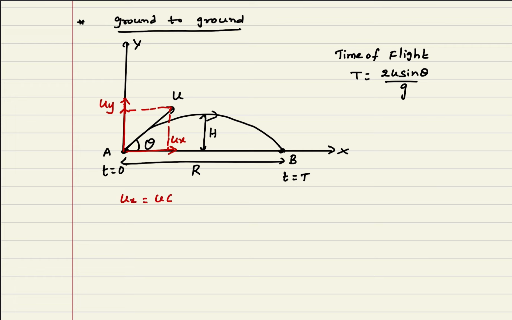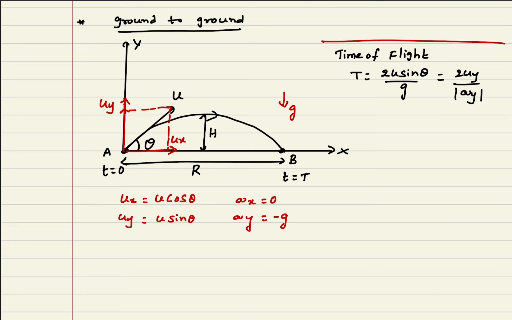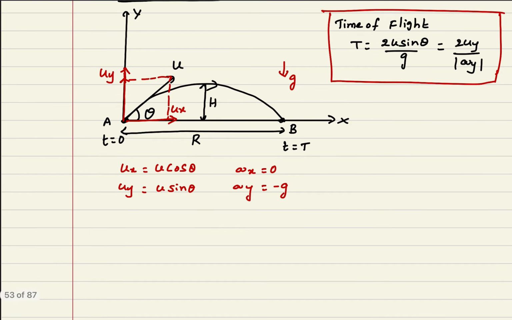ux is equal to u cos theta. Similarly, uy is equal to u sin theta. And as g is acting downward direction, no acceleration along x-axis, ax is equal to 0, ay value is minus g, as my x-axis and y-axis, y is vertically upward direction. Same thing you can write 2uy divided by g also, otherwise magnitude of ay. This is the time of flight. T is equal to 2u sin theta by g or 2uy by ay.